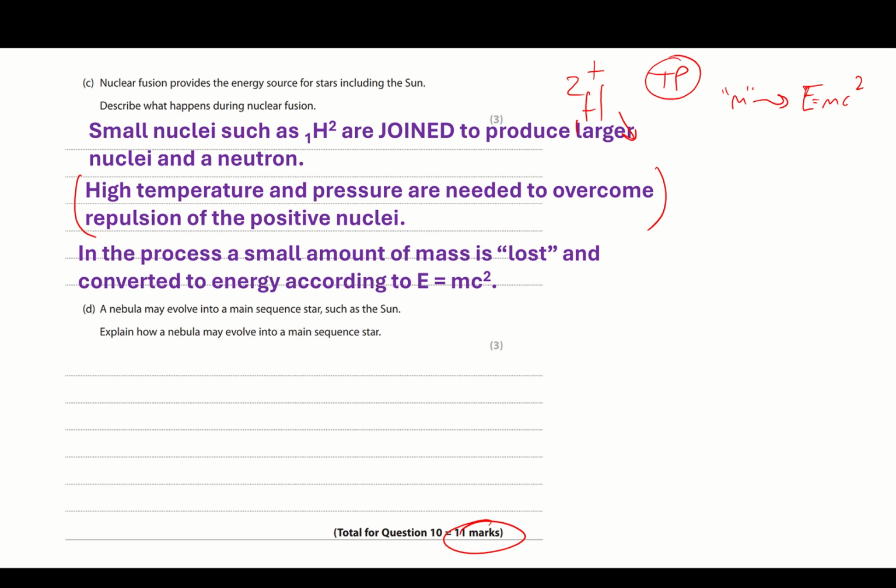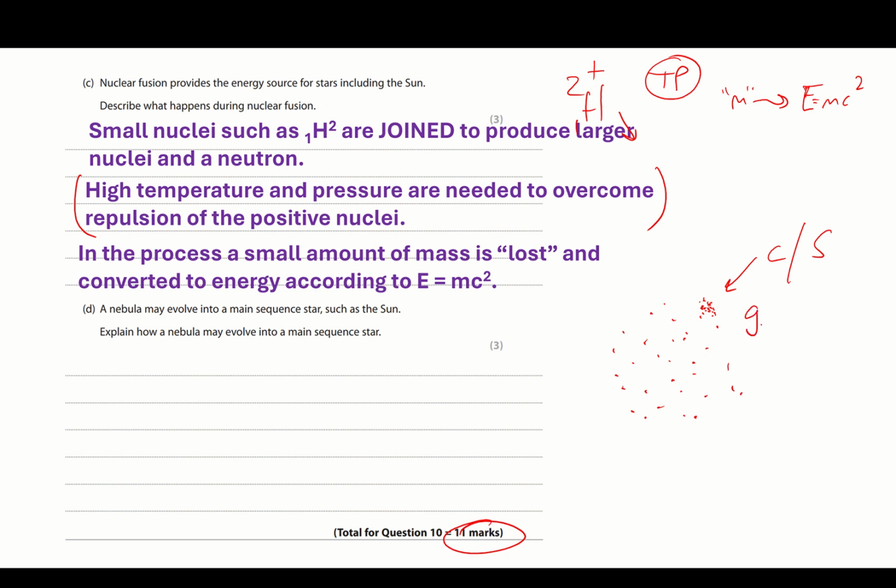Next one, your favourite question because you're really, really good at it. A nebula may evolve into a main sequence star such as the sun. Explain how it happens. So we said, I've got a nebula, which is a star that has exploded, boom, and left me a collection of dust and gas. But because it's randomly distributed, in one area I've got slightly more. This is now going to form the centre of a solar system. That is now going to form the star, in our case, the sun.